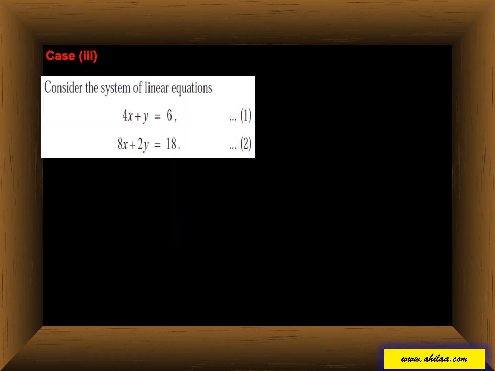Getting into case 3, consider the system of linear equations. First equation 4x plus y equal to 6. Second equation 8x plus 2y equal to 18. Now see, if we multiply the first equation by 2, we get the left hand side of the second equation but not the right hand side. Right hand side of equation 1 is 6. When we multiply by 2, it should be 12. But here it is 18. So the left hand sides are identical but not the right hand side.